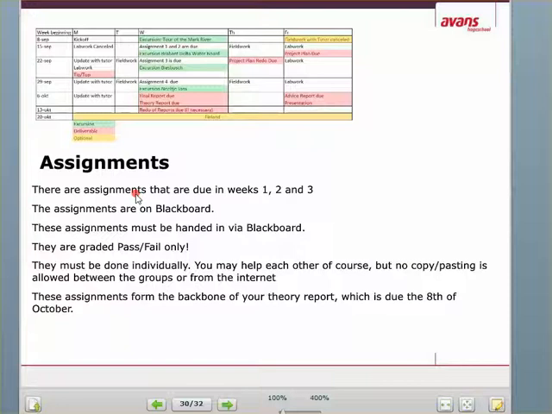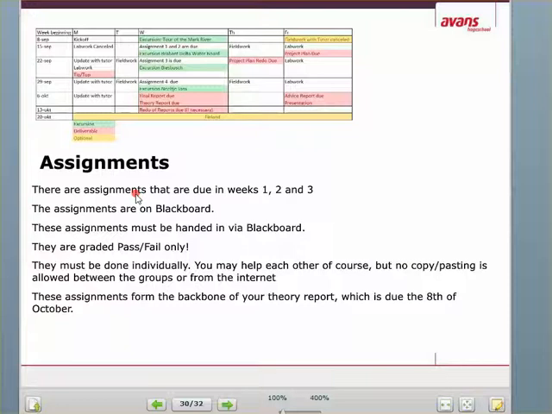They are all on Blackboard. They all must be handed in on Blackboard, but it's only pass-fail. They must be done individually, but you can help each other, obviously. So if you're in a group, assignment 1, for example, is a list of about 30 questions. I can imagine that you will assign within your group certain people to look certain questions up, and then you will discuss with each other.